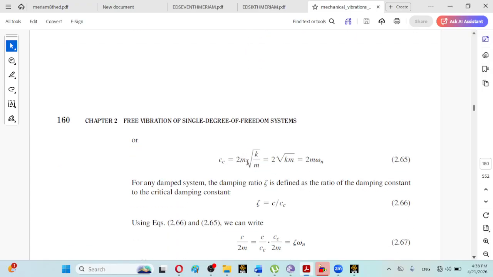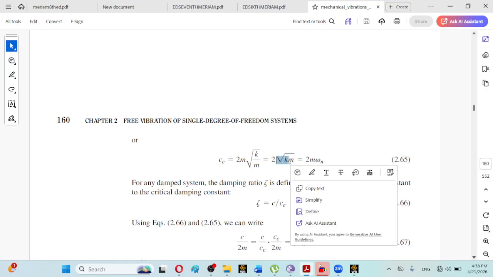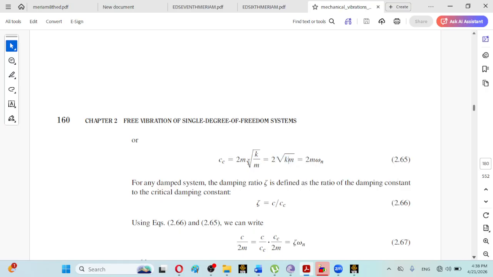As we can observe here, this will be equal to 2 square root of km, the product. Critical damping constant will be equal to double the square root of the stiffness and the linear inertia. We will remember this equation, and the other form is that 2m times the square root of k by m is equal to 2m omega n. So this equation can be written in two forms: one is 2 square root km and the other form is 2m omega n.